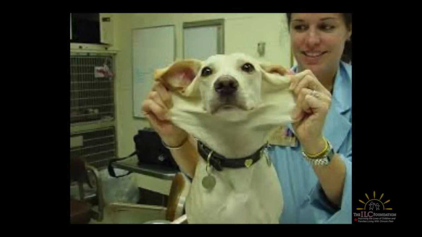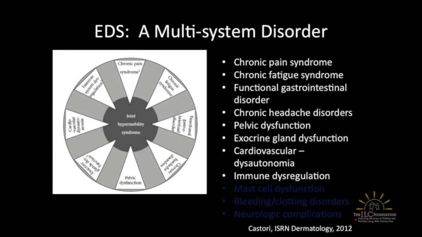This is the kind of stretchiness we see in the classical type of Ehlers-Danlos syndrome. This little canine friend here is an excellent model for Ehlers-Danlos syndrome. Now, recently, Dr. Castori, who writes from Italy, has published a very excellent review about the next generation of understanding for Ehlers-Danlos syndrome.